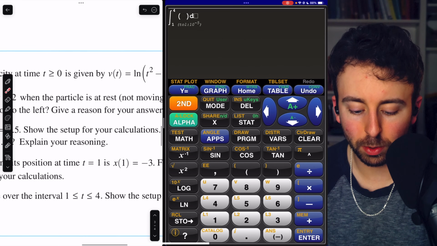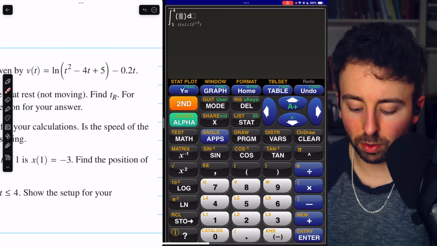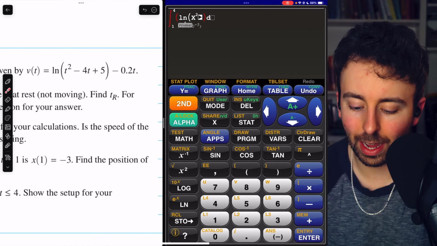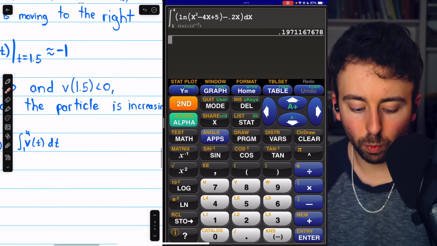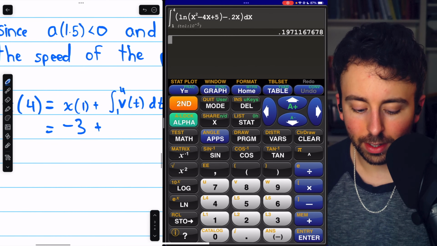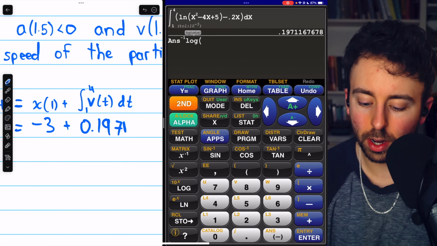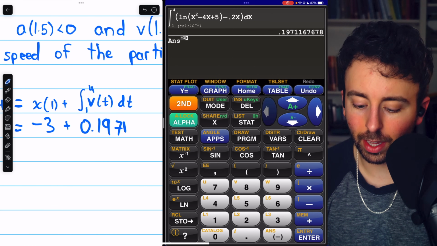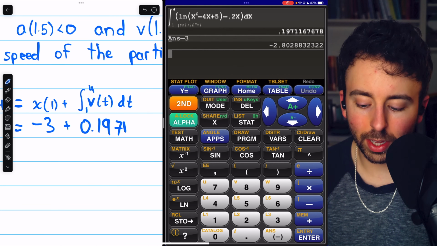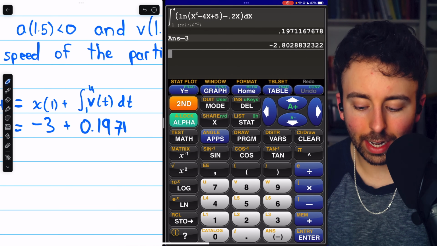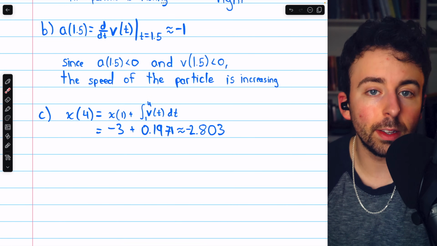Now we'll just scroll up to the velocity function to enter it in the integral, and again, rather than t, we will use x as the independent variable on the calculator. Plugging this all in, the integral is about 0.1971. So coming back down to our work, this is -3 plus 0.1971. And so on the calculator, we will just take our answer and add -3. Doing that, we get about -2.803. And that's the position of the particle at time t equals 4.